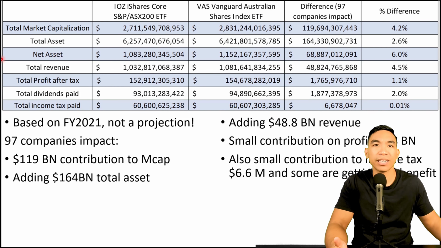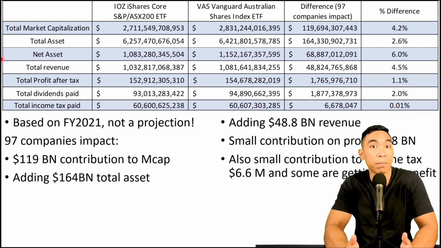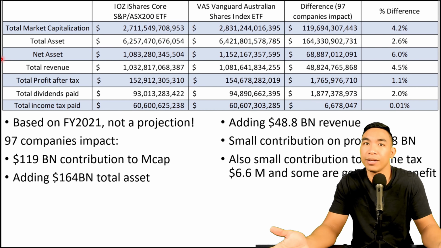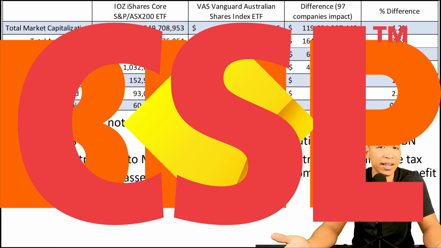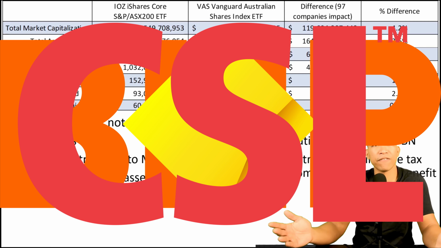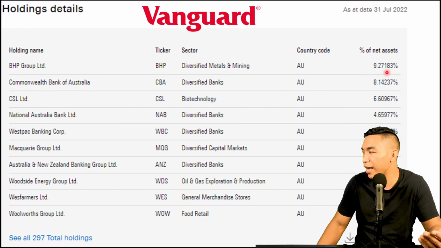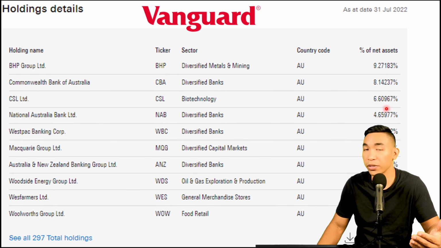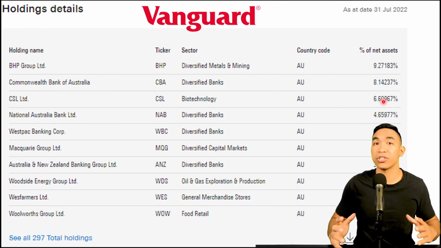This is due to the nature of the index, which is market cap weighted. So the bigger the market cap, the bigger the portion of that particular company's stock held in that ETF. For example, obviously the biggest ones will be BHP, CBA, and CSL, and they will have more weight, just like shown in this Vanguard slide. So about 9.2% for BHP, 8.1% for CBA, and 6.6% for CSL. This is because their market capitalization is so big.